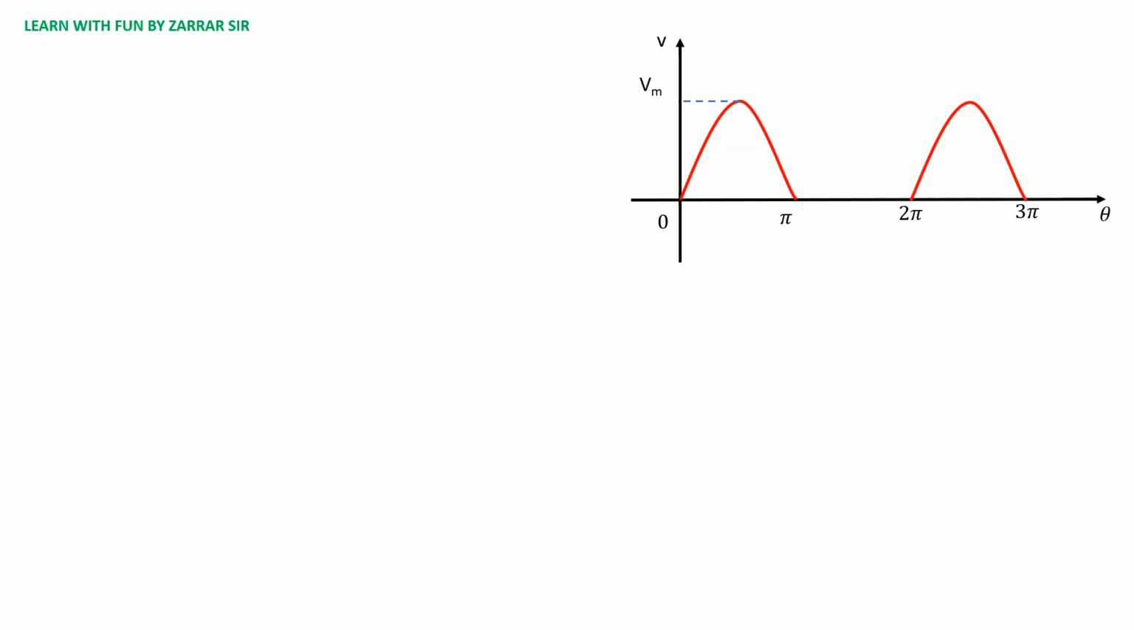Now things change. My V is again Vm sine theta, and it is again for the range 0 to pi. The complete waveform is repeating after 2 pi, so I'll be writing 0 to 2 pi.